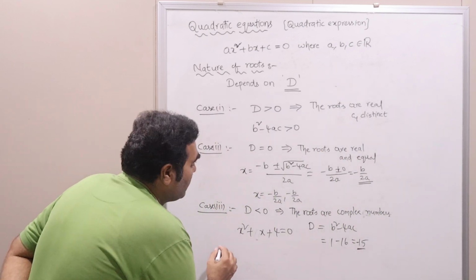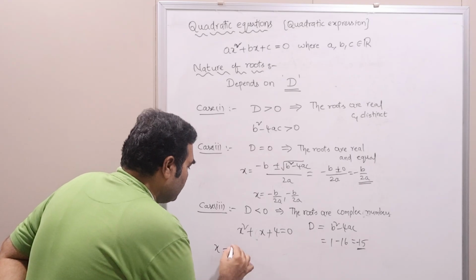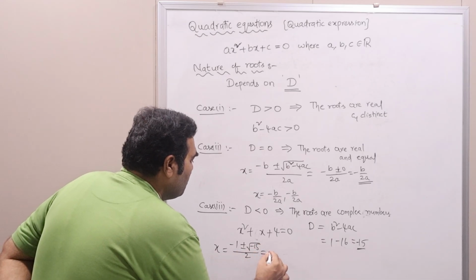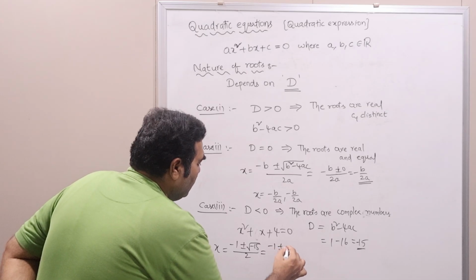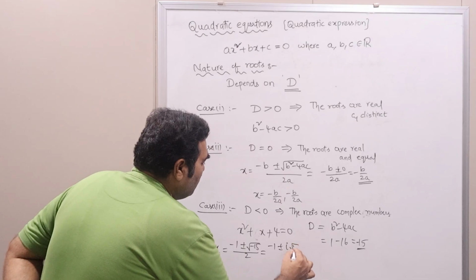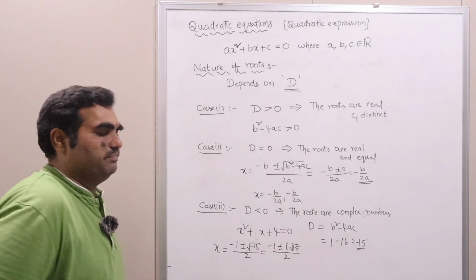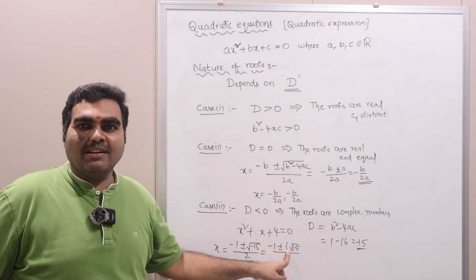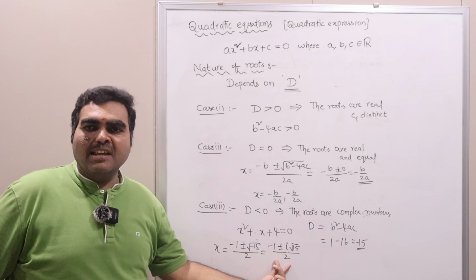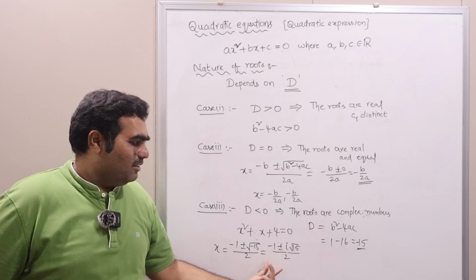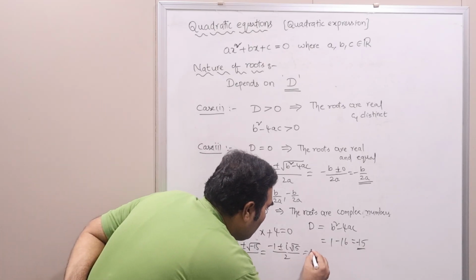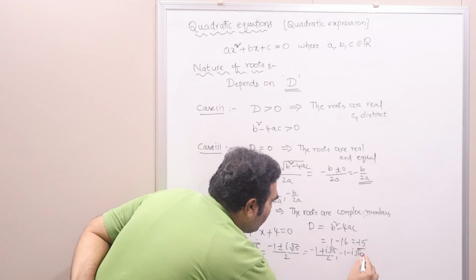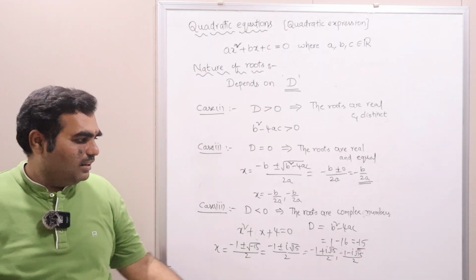So if I substitute here to calculate x, so minus b, minus 1 plus or minus square root of minus 15 by 2, which is equal to minus 1 plus or minus i into square root of 15 by 2 you will get. Where i is nothing but square root of minus 1, the complex identity we call, right? So you will get such a situation where d is negative. Here you can see the roots are minus 1 plus i square root of 15 by 2 and minus 1 minus i square root of 15 by 2. Clearly the roots are complex conjugates.